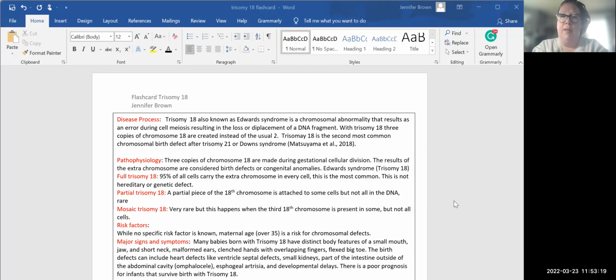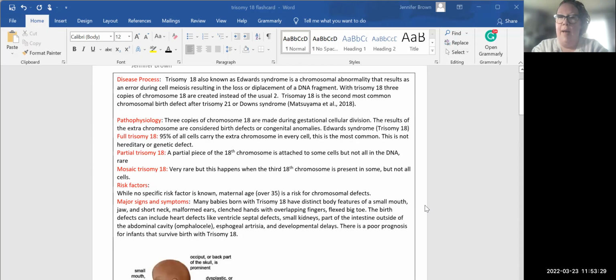So there are 3 copies of chromosome 18 that are made during gestational cellular division. The results of an extra chromosome are considered birth defects or congenital abnormalities. And Edwards syndrome, or trisomy 18, has 3 distinct diagnoses.